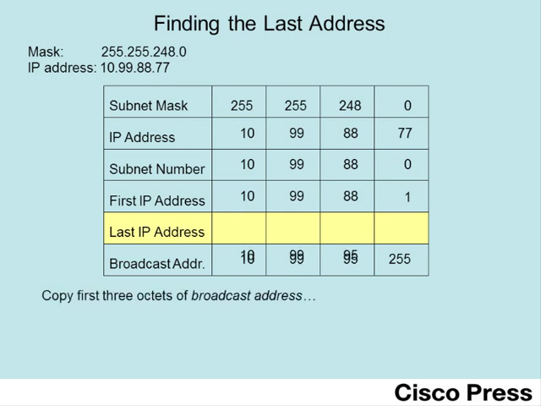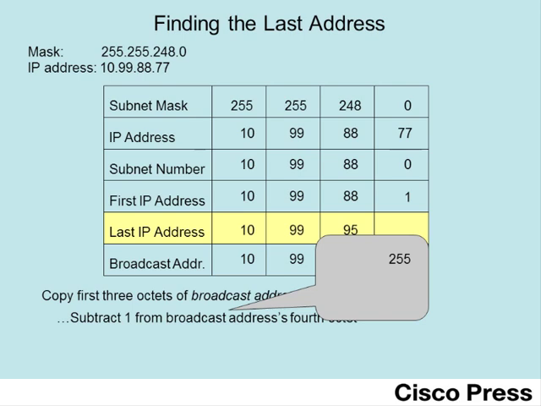To get the last IP address in the range, you again start with the broadcast address in this case. You copy the first 3 octets up to the last IP address. Then you subtract 1 from the broadcast address's fourth octet. In this case, 255 minus 1 gives you 254 for a last IP address of 10.99.95.254. That concludes this latest example.